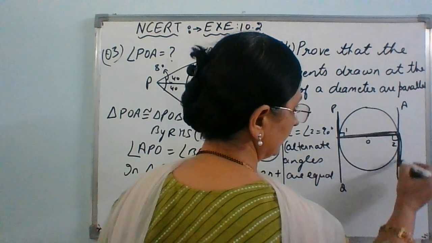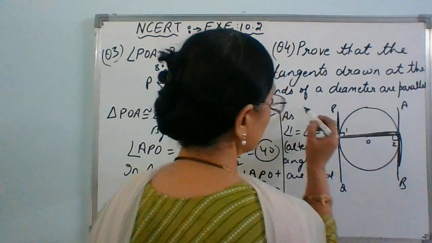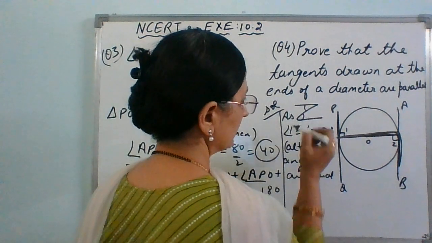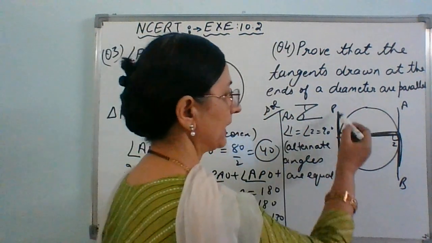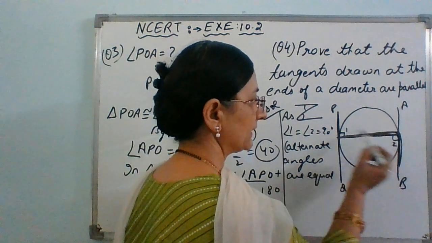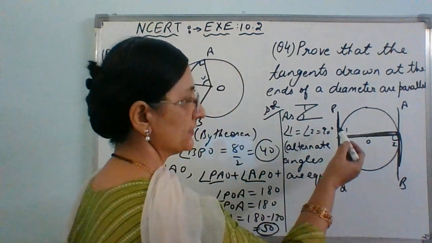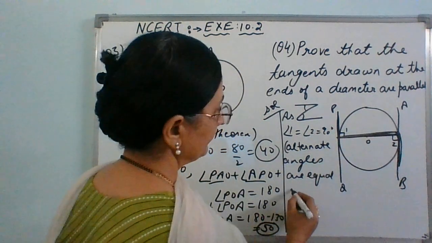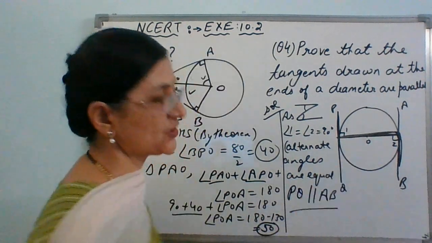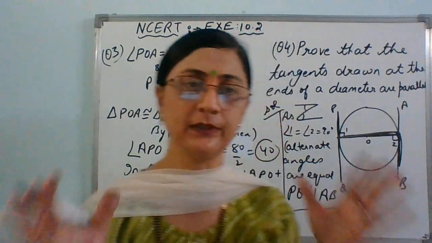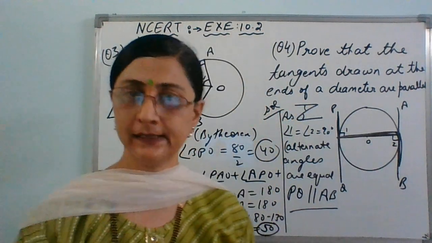Where a Z is formed, these angles inside the Z, this is a Z. If this angle equals this, these two are alternate angles. So if in the Z these two angles are equal and 90 degrees, then when alternate angles are equal, PQ is parallel to AB. So these two tangents which are drawn at the end points of a diameter are parallel.